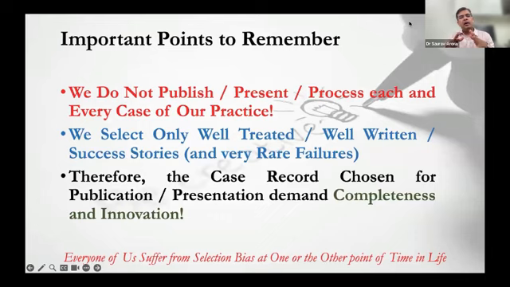Moving forward, there are certain important points to remember. We do not publish, present, or process each and every case of our practice. This is where I find it very practical. If we have 10,000 cases with us, we will not publish those 10,000 cases. Nobody can. So what we do is only select the well-treated or well-written success stories, and very rarely we present failures also.